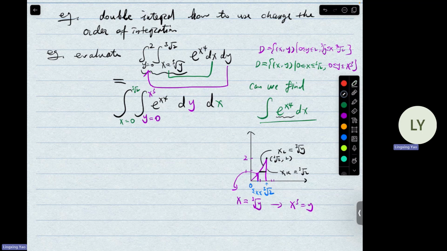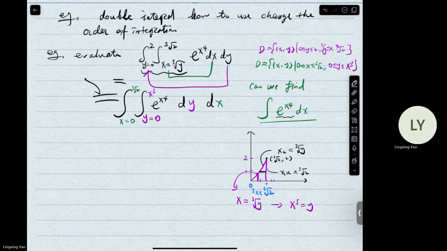And this step is the so-called change of the order of integration.